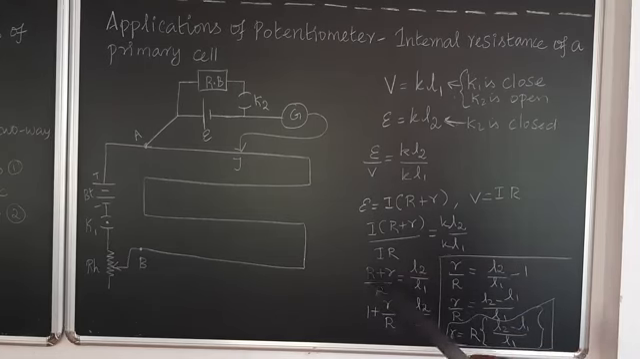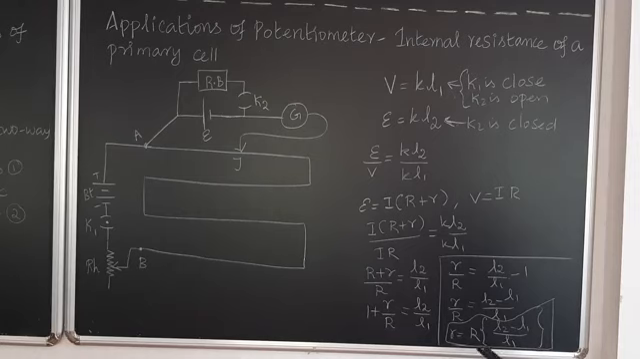Similarly, R by R becomes 1, plus small r divided by capital R, that is equal to L2 by L1. This 1 goes to the right-hand side, which gives small r divided by capital R is equal to L2 by L1 minus 1. Take the LCM of L1 and 1: so (L2 minus L1) divided by L1, right. So what we are going to find out is the internal resistance of that primary cell. Small r is equal to, just cross multiplying, R into (L2 minus L1) divided by L1.